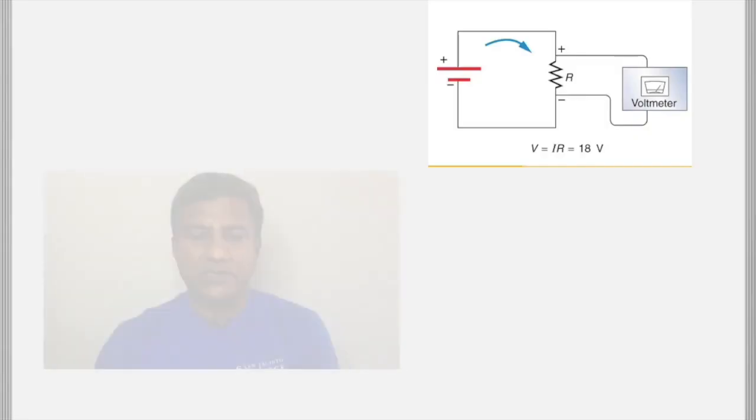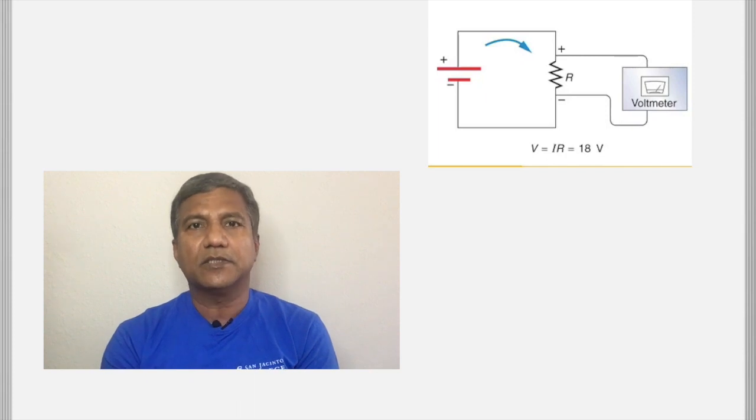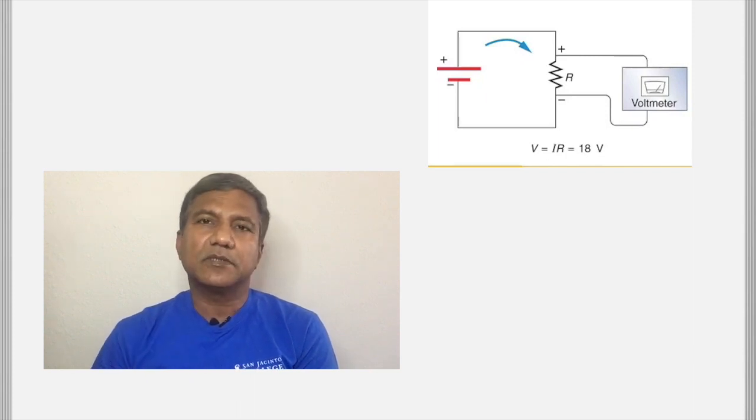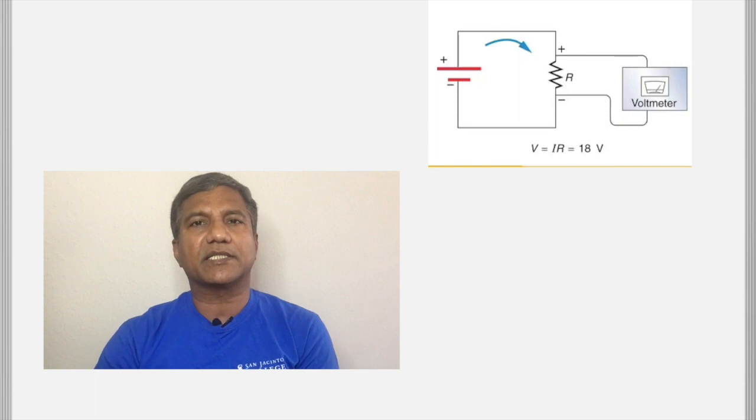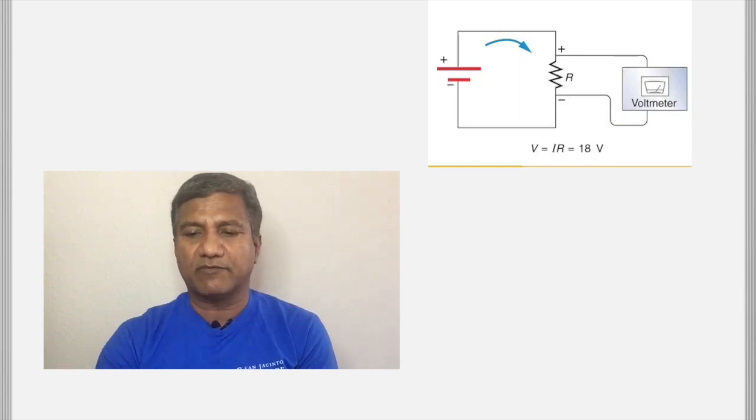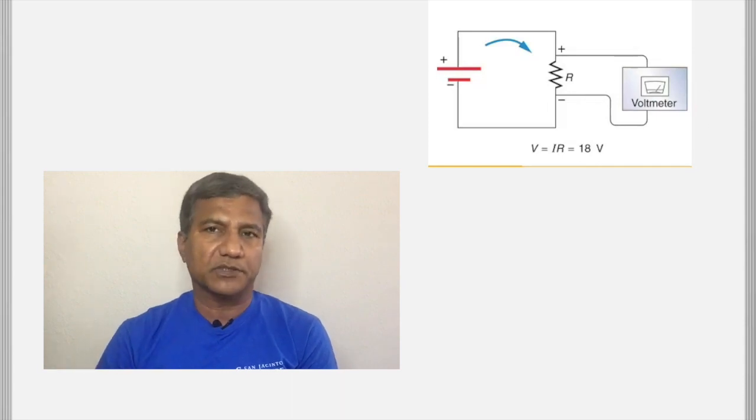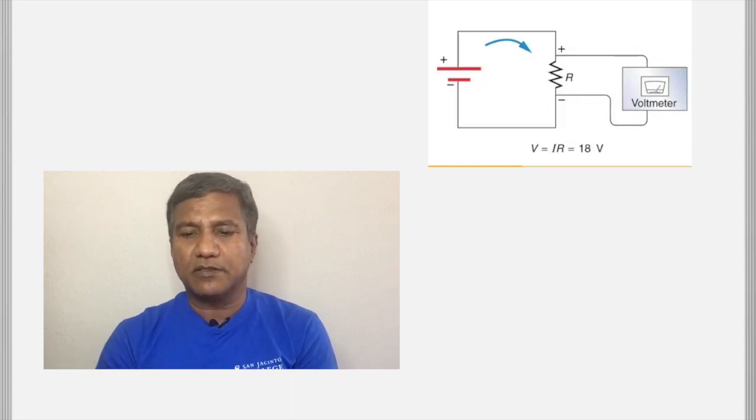Here is the circuit, actually the same circuit that we've been looking at. And in this case, we have a voltmeter connected across the resistance. A voltmeter, of course, measures voltage, and whenever a voltmeter is used, it's always connected in parallel to the resistor. A voltmeter is always connected in parallel because you want the same voltage across the resistance to appear across the voltmeter. So here is the circuit diagram.